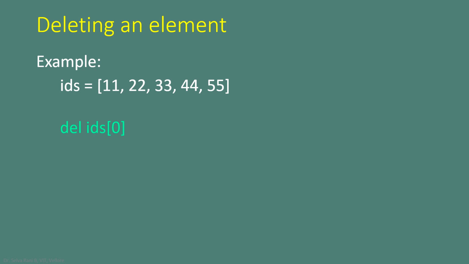How to delete an element from the given list? By means of using the del keyword. Del along with the position or index we can specify. So del is the keyword. del IDS of 0 will remove the element from the index position 0. At the index position 0, we have the element 11. Now 11 will be removed from the list. Now the resultant list is 22, 33, 555 and 55.